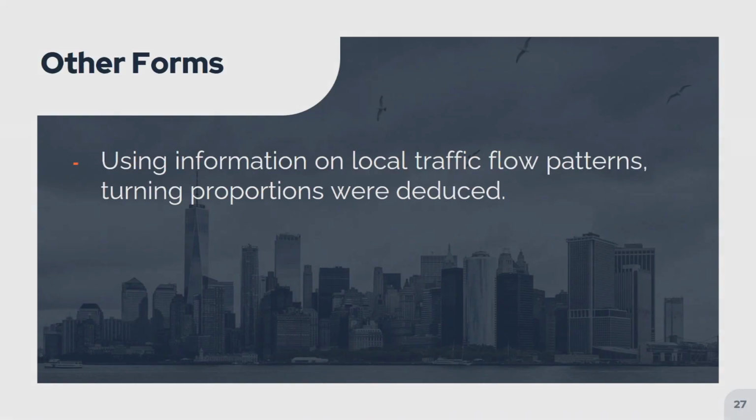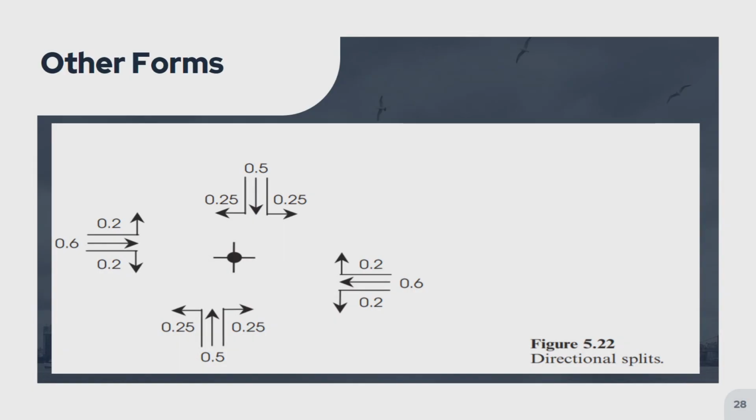Using information on local traffic flow patterns, turning proportions were deduced. So as you can see, the major lane has 0.6 turning proportion that is reduced into 2, and the minor lane is reduced from 0.5 to 0.25.